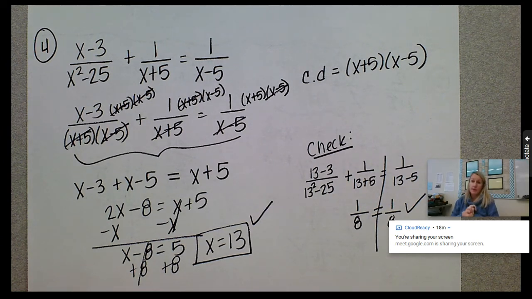So same steps, right? Common denominator, multiply everything by it, reduce your fractions, solve your equation, check your answer. So that's always your main goal.